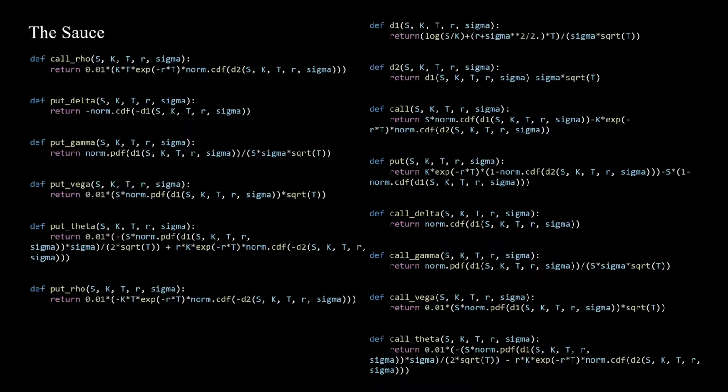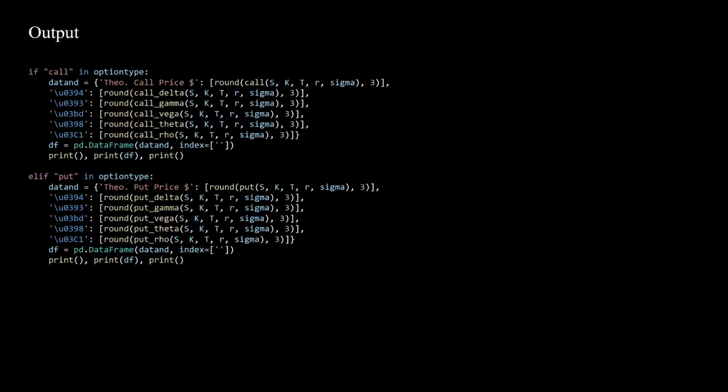And here's the sauce. My sauce is based on all the formulas that we've seen previously for Greeks and also for the Black and Scholes model for pricing options. And output, well, it's simple. We get a simple basic table that tells us everything we need to know to make a trading decision.